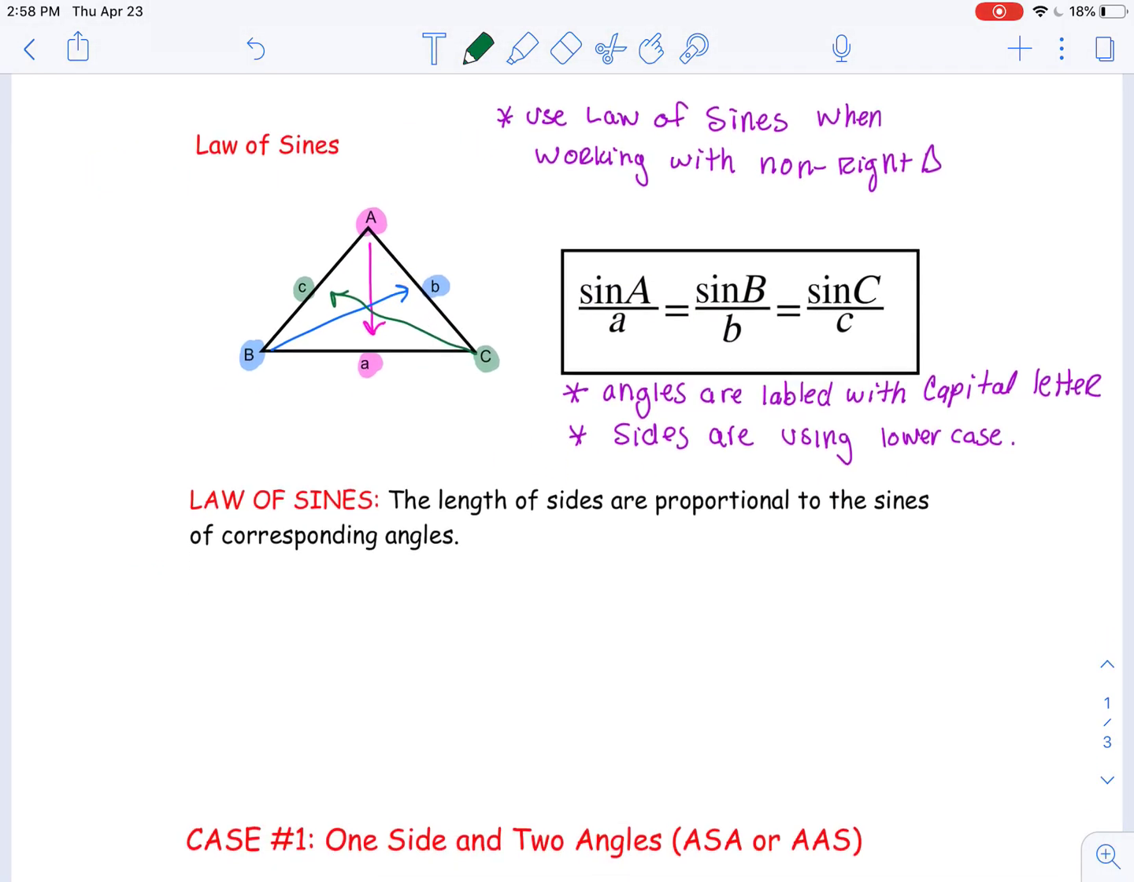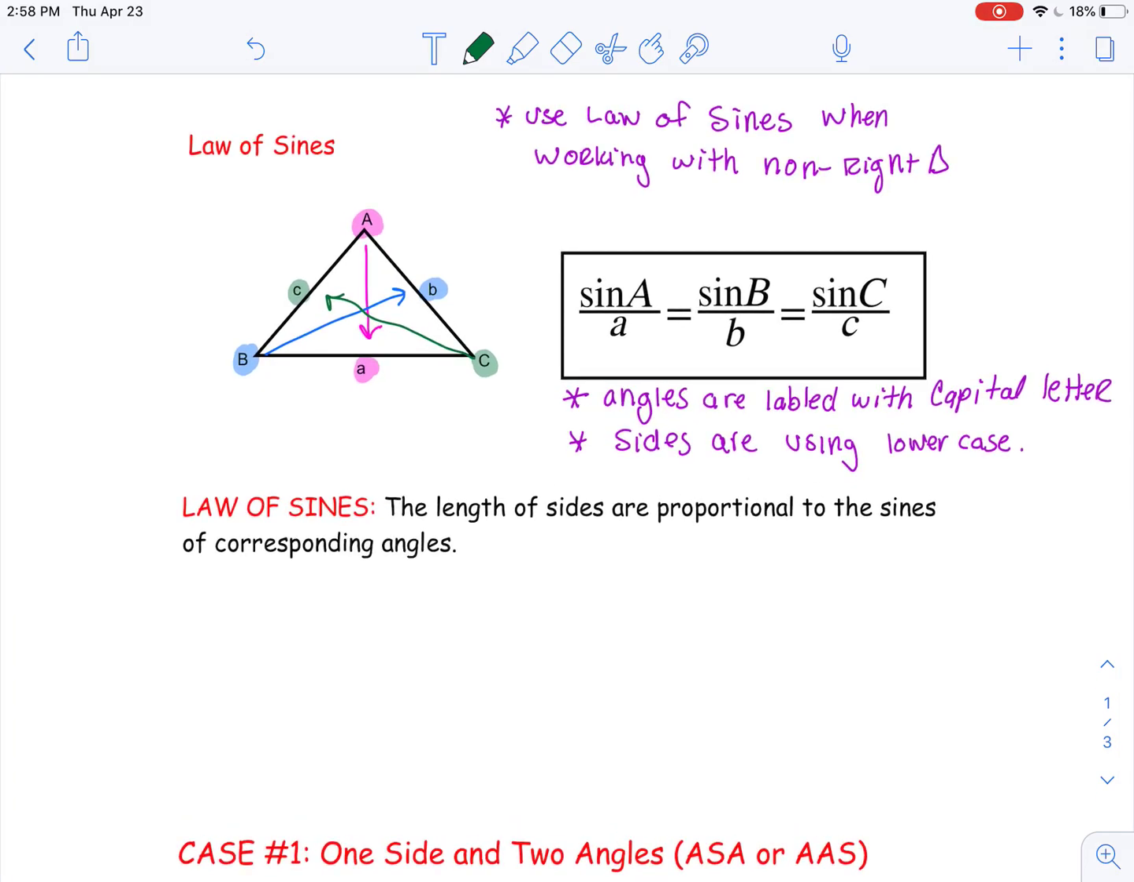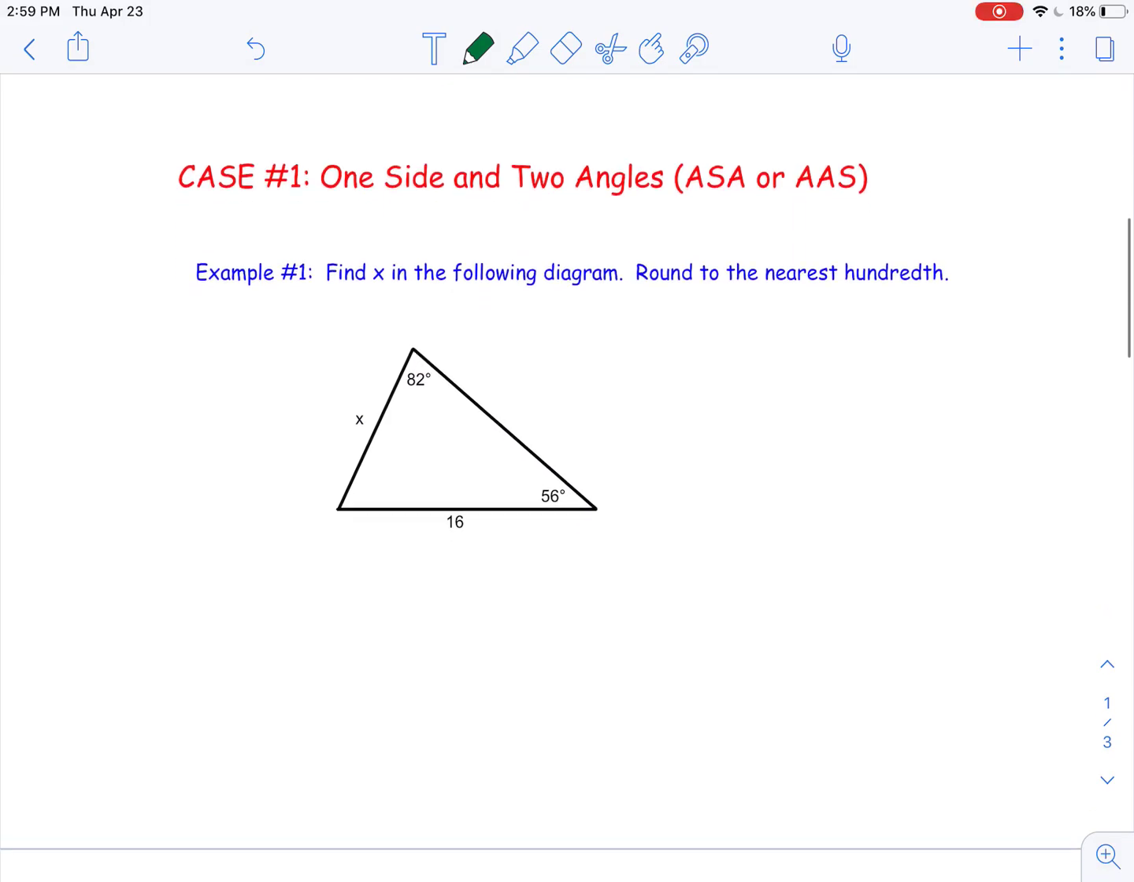And so we're going to use the fact that we have all these ratios equal to each other. The sine of angle A over side A is equal to the sine of angle B over side B is equal to the sine of angle C over side C. We're going to use these ratios to set up proportions and be able to solve for either the angle or the side. So law of sines is just talking about these proportions.